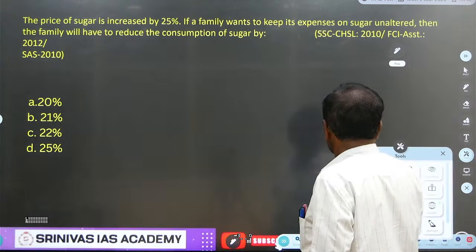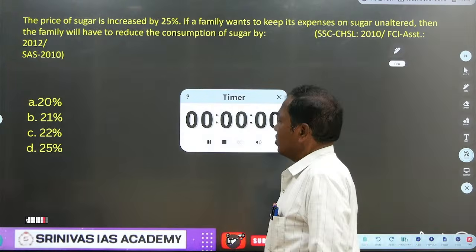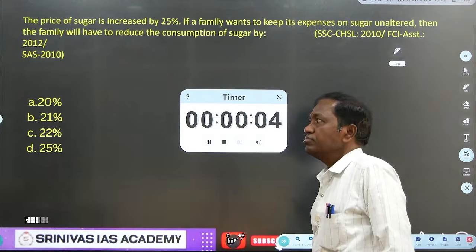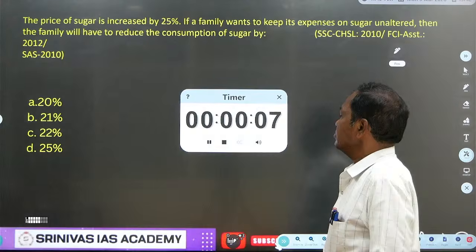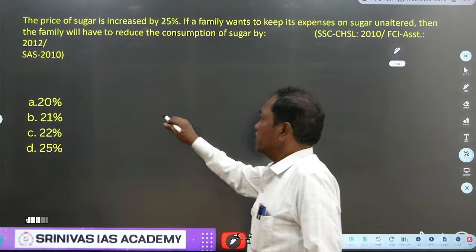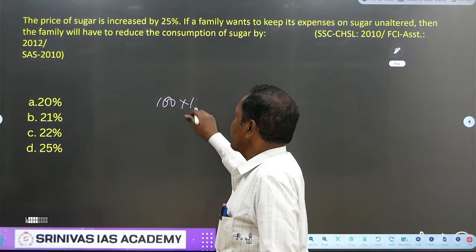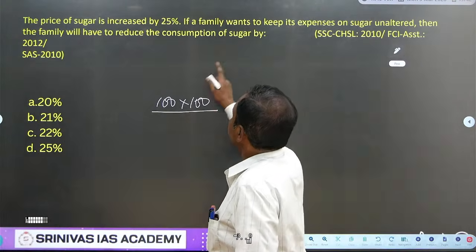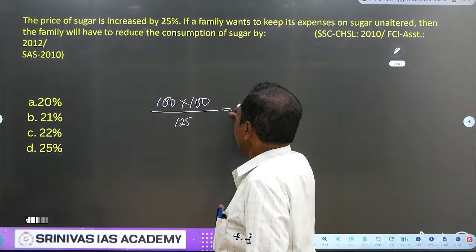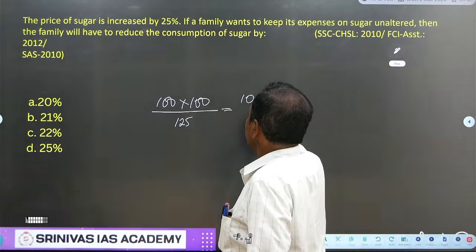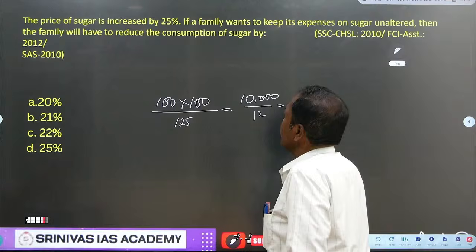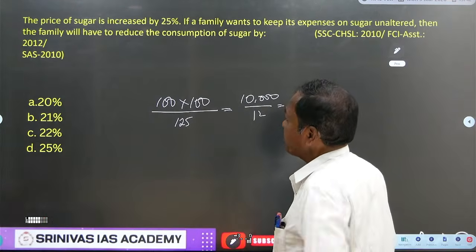20%. You got the answer? How to do it then? Price of a kg of sugar, it increases to 125 rupees. Assume a family is consuming 1 kg per month. So you can keep 100 into 100. What is the increase in the price? 25%. So 125. Then what will happen here? 100 into 100 by 125. So 80% consumption can be done. Consumption must be reduced by 20%.